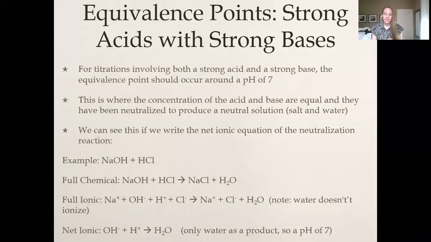Okay, so just a reminder, when we're talking about equivalence points, what we mean is the point in the titration where the moles of the analyte and the moles of the base are equal, which essentially means that the moles of the acid and the moles of the base are equal. If the titration involves both a strong acid and a strong base, then those will neutralize each other and you'll have an equivalence point occur around a pH of 7.